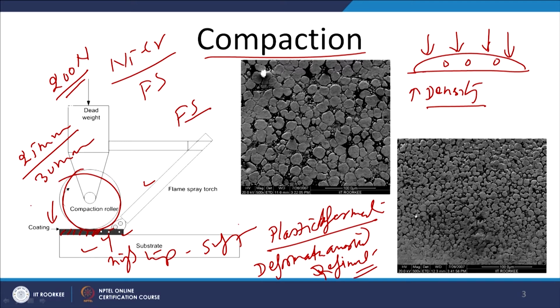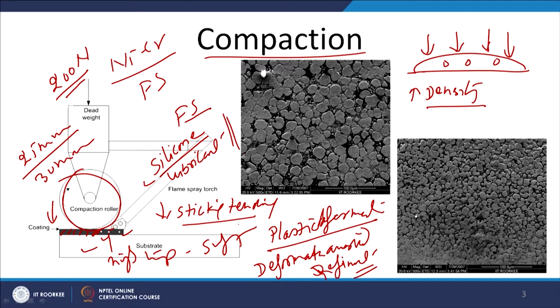Since at high temperature there will be a tendency for the coating material to stick with the roller, to reduce the sticking tendency of the coating material with the roller, a silicone lubricant was used to reduce this kind of sticking tendency.